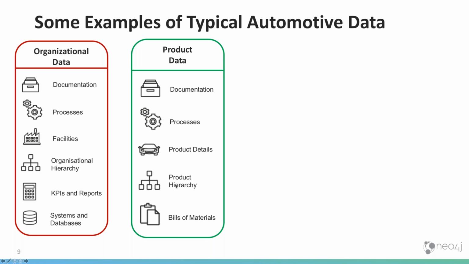You could have a product hierarchy. So this could be families of products. It could also be brands. So you might have quite a complex setup between those things. And then there's bills of materials, which could almost be a category in itself.